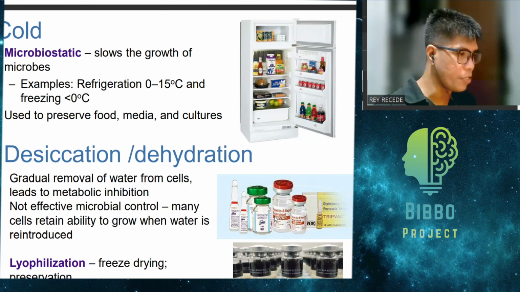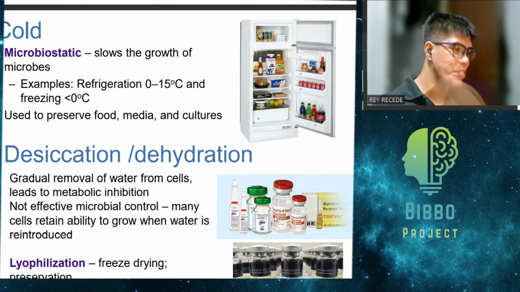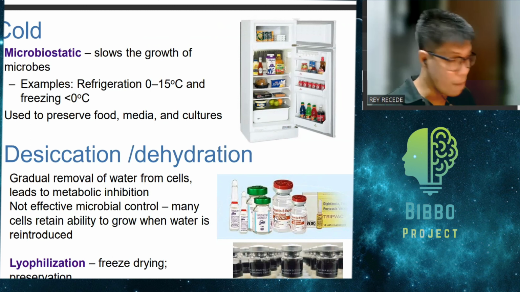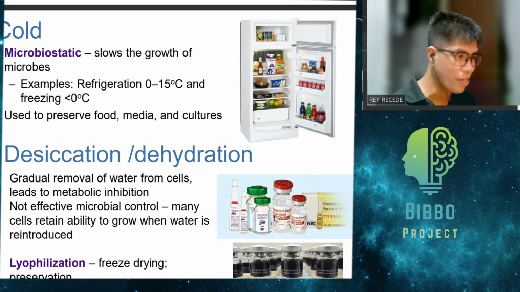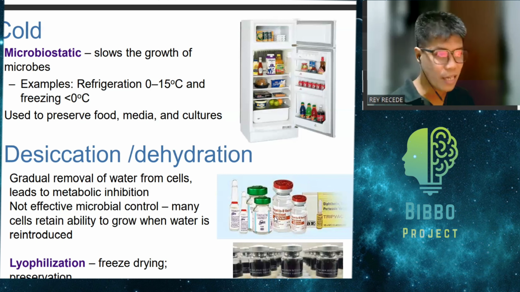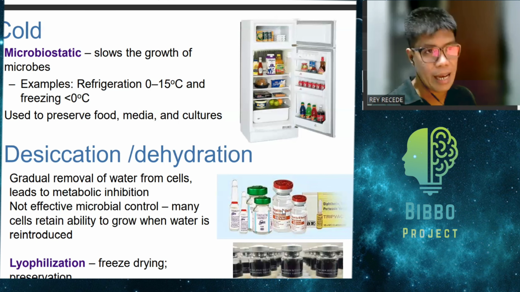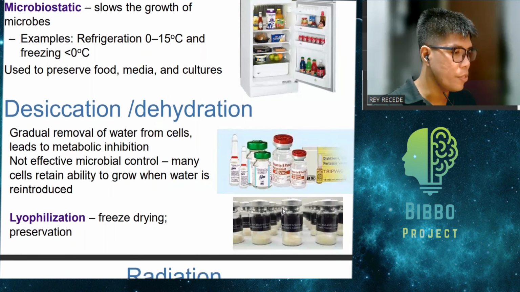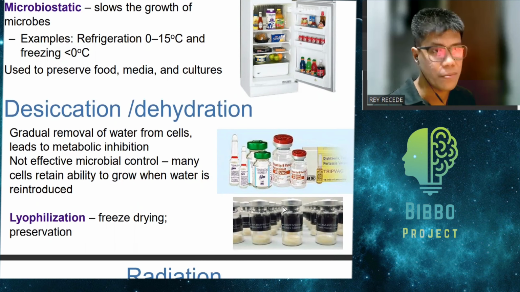Desiccation or dehydration, the gradual removal of water from cells, leads to metabolic inhibition, but is not effective microbial control. Many cells retain the ability to grow when water is reintroduced. Parang nagiging dormant lang sila. Okay? They may not be active because of the absence of water, but once water is present, they come back alive. You have the lyophilization or freeze-drying preservation.